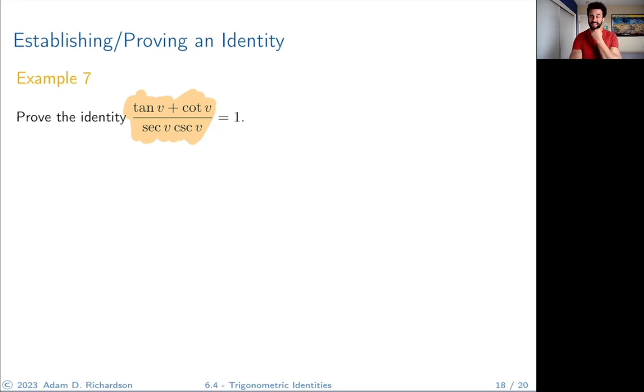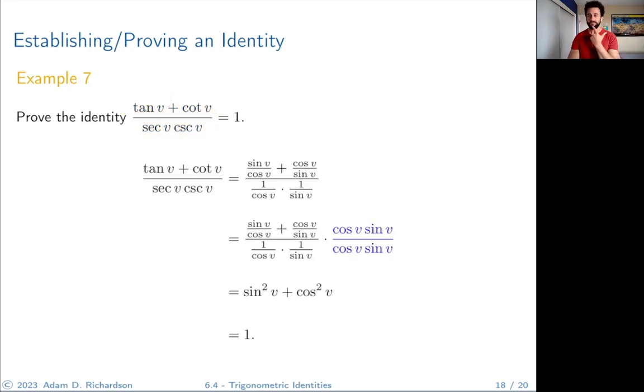and just looking at it, I see a lot of tangent, cotangent, sec. I see a lot of reciprocal functions. So I think what I'm going to do is write everything in terms of sines and cosines first. Here we go. It'll be a little bit messy, but that's okay.